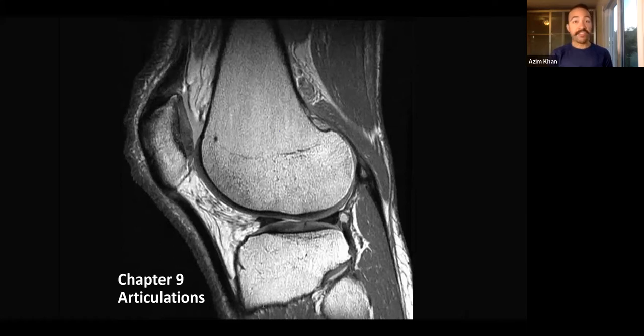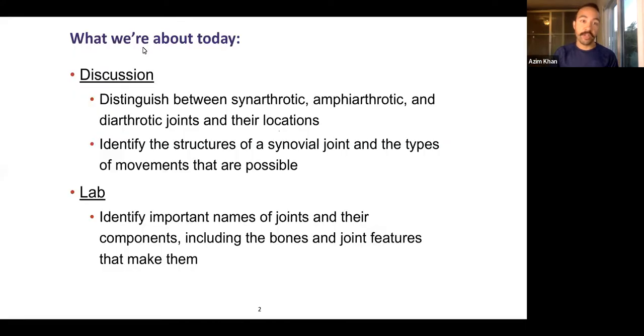This is still part of the skeletal system. We've talked about bone tissue and cartilage. We've talked about the different bones of the axial skeleton and appendicular skeleton. What we're going to talk about now are how those bones meet. Where two bones meet, that's called an articulation, another fancy word for the word joint. So let's take a look at articulations or joints.